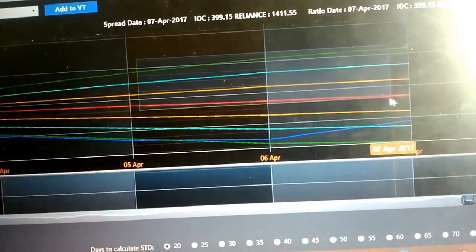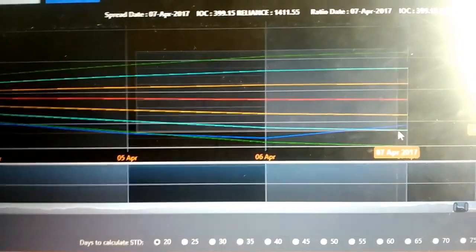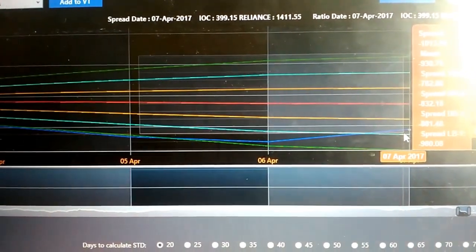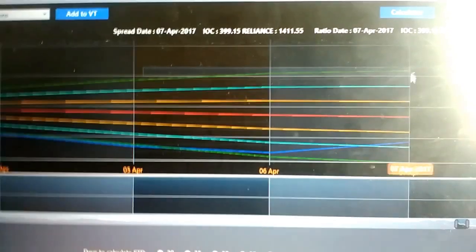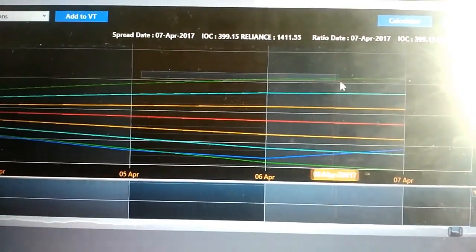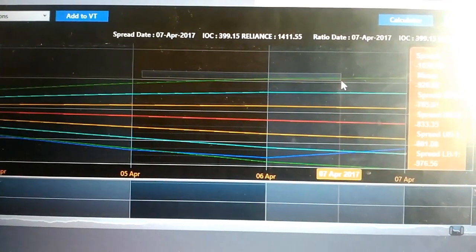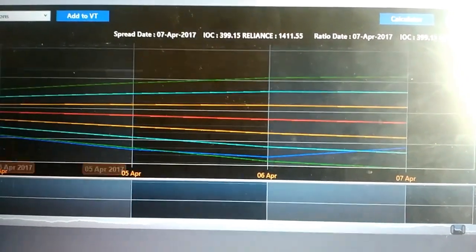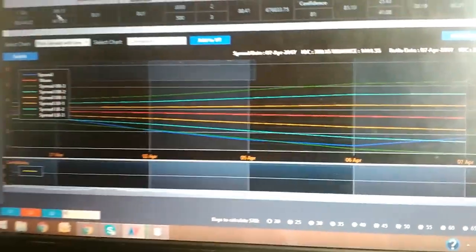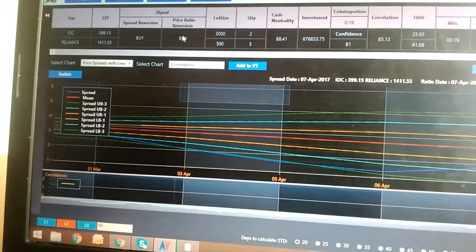Whenever the stock is below mean, this red color line is the mean, so whenever the stock is below mean, you need to buy the first stock. Whenever the blue color line is above mean and above red, the first stock you need to sell it. Okay, and then you have the LTP prices here of both the stocks.